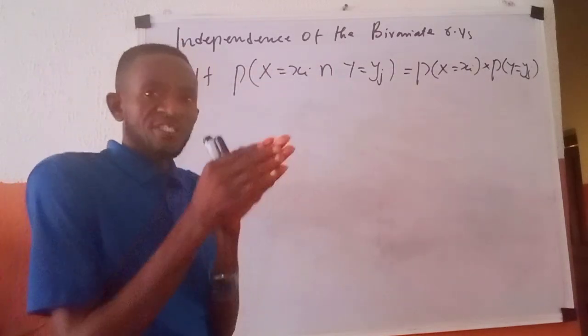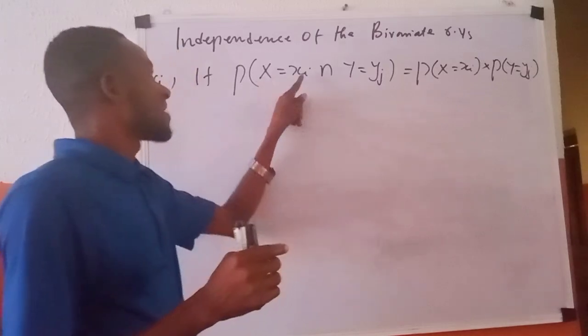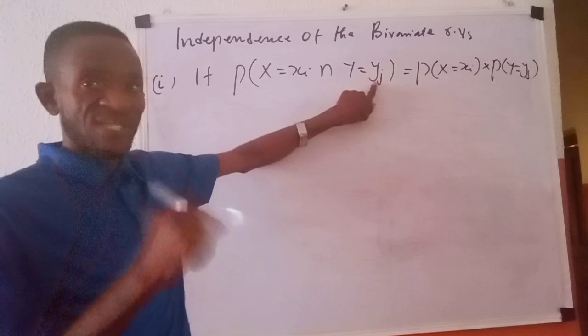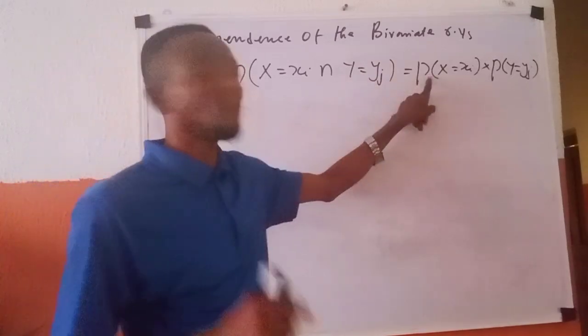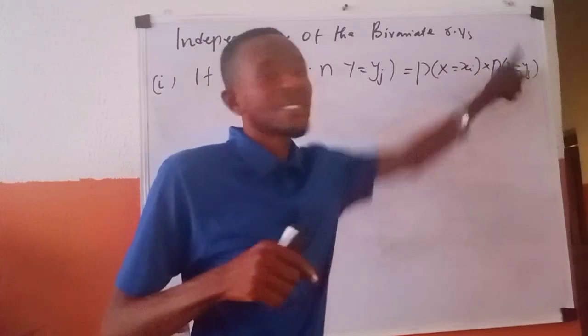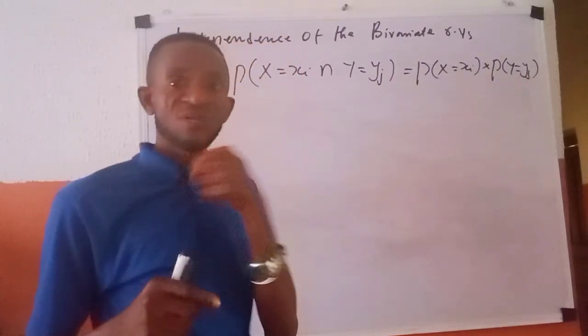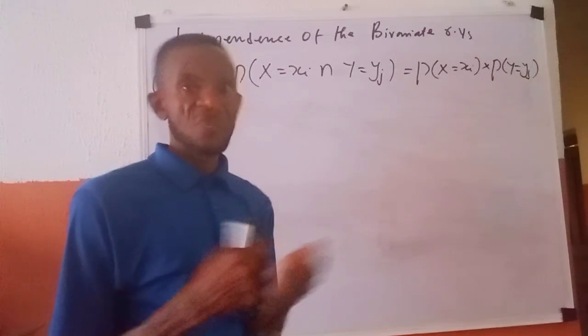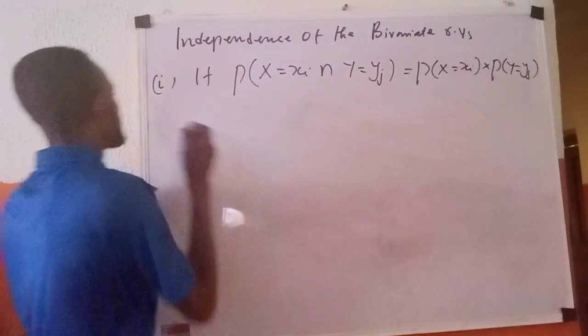If the joint probability of X taking this value and Y taking this value is the same thing as the product of the probabilities of X taking this value and Y taking this value, we now conclude that the random variables X and Y are independent. Or we can equally look at number two.